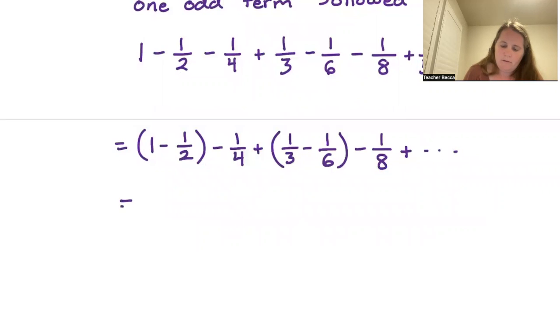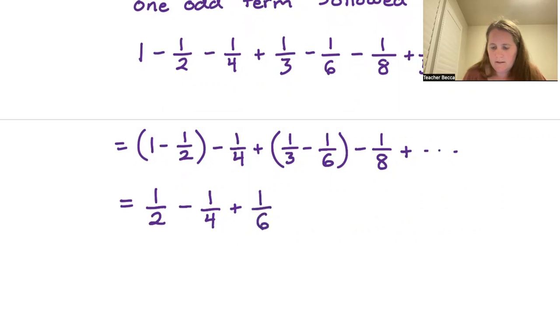1 minus a half is 1/2, so you have 1/2 minus 1/4. Then we would have plus 1/3 minus 1/6. That's 1/6. And then we would have minus 1/8. Next up would be plus 1/10. And we would keep going.